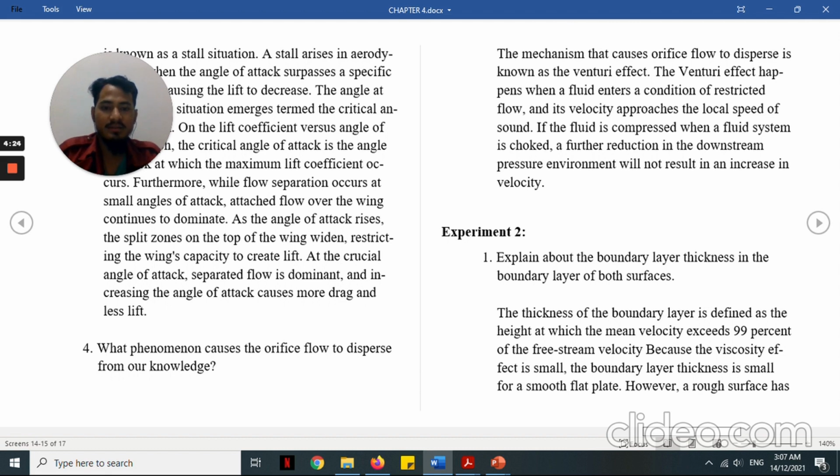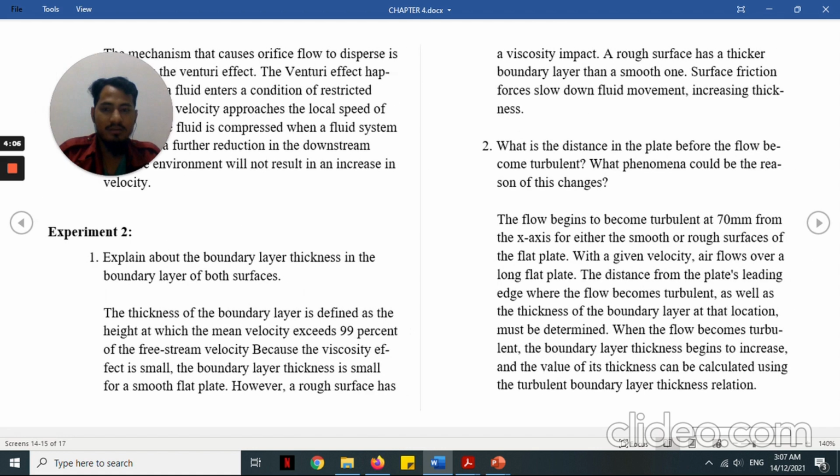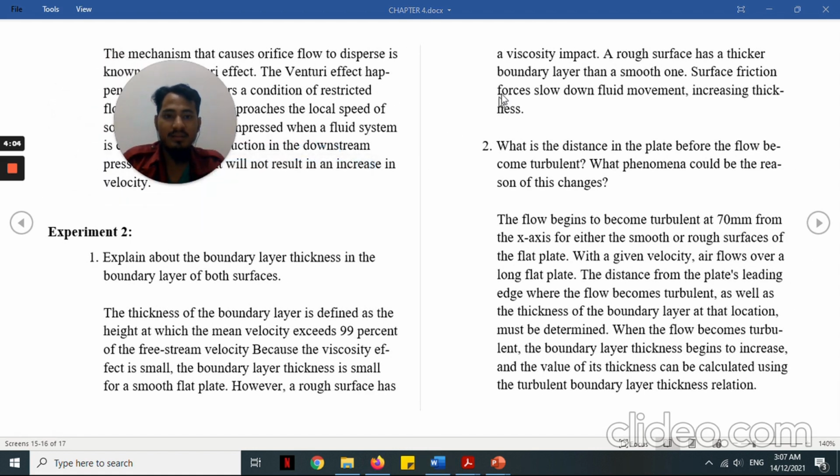So next, this discussion about experiment 2, explain about the boundary layer thickness in the boundary layer of rough surface. The thickness of the boundary layer is defined when the mean velocity exceeds 99% of free stream. A rough surface has a viscosity impact, and a rough surface has a thicker boundary layer than the smooth one. So the next is, what is the distance in the plate before the flow becomes turbulent? What phenomena could be the reason of this change?